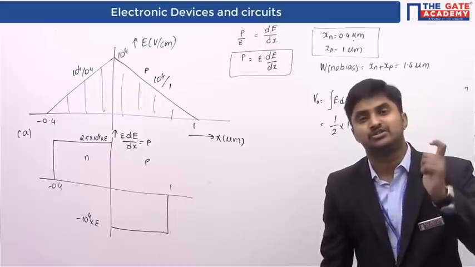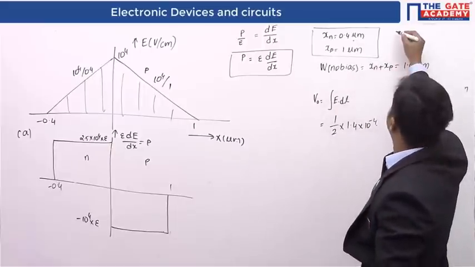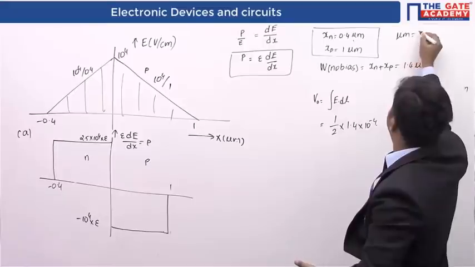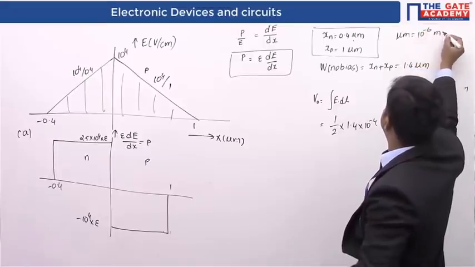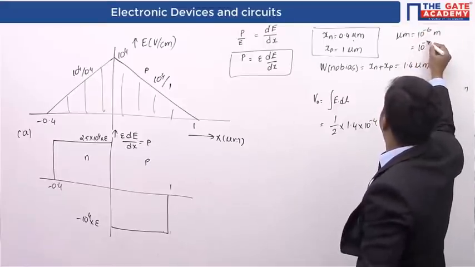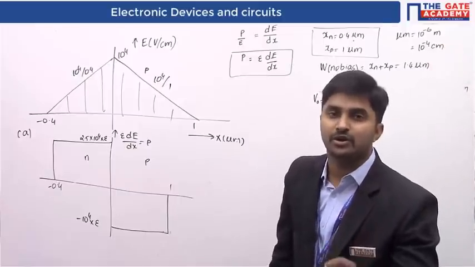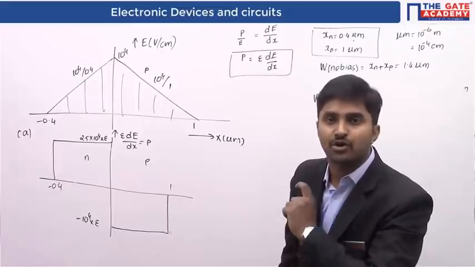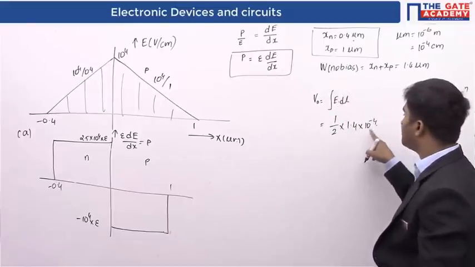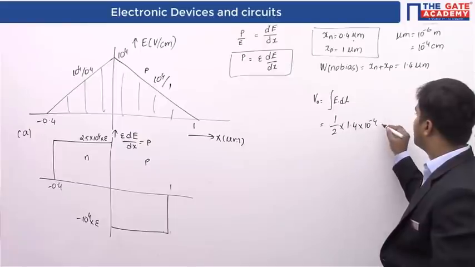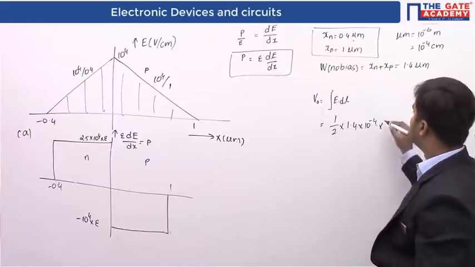The most common mistake that students make is writing directly that a micrometer is equal to 10 power minus 6. No, that is meters, but we want it here in centimeters. 1 micrometer is equal to 10 power minus 4 centimeters. That is what I am substituting here: 1.4 into 10 power minus 4 multiplied by the height, which is 10 power 4.